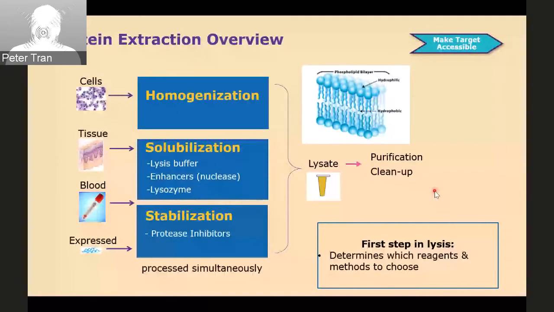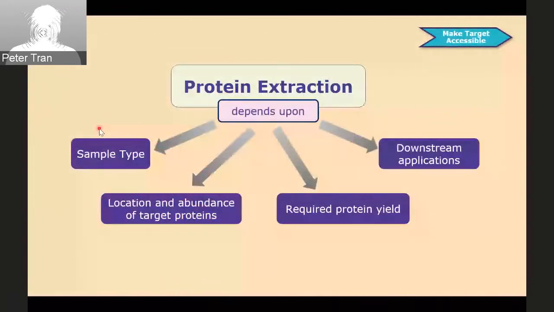And it largely depends on the sample type, whether it's from plant or animal tissues, or bacteria or yeast. Also, you need to consider the location and abundance of the target protein. So it's very important that you choose a proper method to extract the target proteins based on their location. You should also consider the protein yield required for the downstream application, whether you need a lot of protein or just a little bit, depending on the sensitivity of the downstream application.